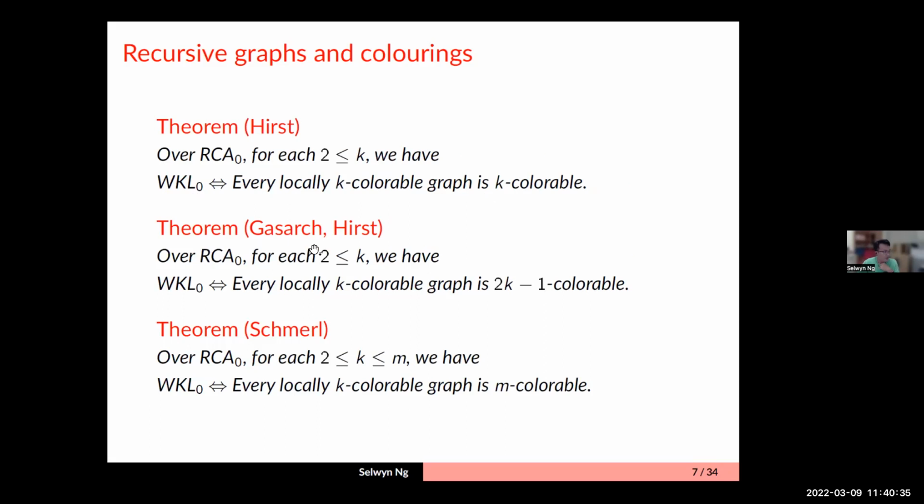And this was improved by Kasach and Hurst to the statement that every locally k-colorable graph is 2k minus 1 colorable. So of course, if you only have a 2k minus 1 coloring of a k-colorable graph, that makes it a bit harder to reverse to WKL.